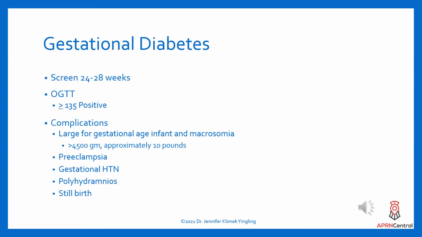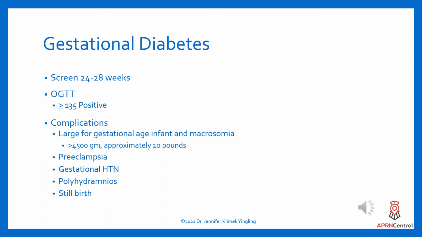One type of diabetes that's important to discuss is gestational diabetes. We screen all pregnant women between the weeks of 24 and 28. We do an oral glucose tolerance test. If it is greater than or equal to 135, this is considered positive. Who's at risk for gestational diabetes? Somebody who has had a previous episode of gestational diabetes. We know that there's about a 40% risk of recurrence.